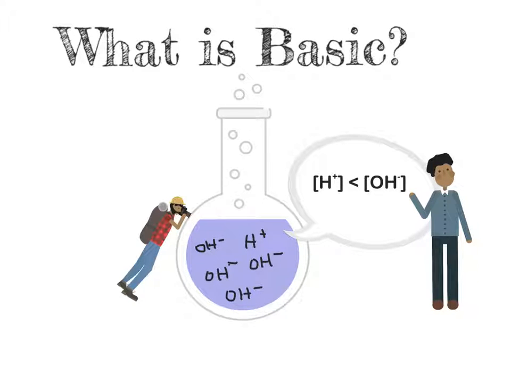And a basic solution is one in which the hydroxide ion concentration is greater than the hydrogen ion concentration. In the Arrhenius definition of bases, bases are defined as substances that release hydroxide. In the Bronsted-Lowry definition, bases are proton acceptors, and when you study weak bases, you will see how they produce hydroxide ions.